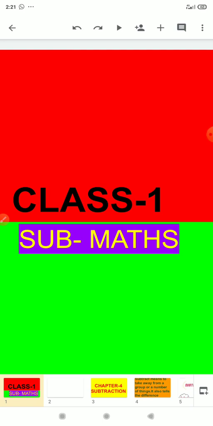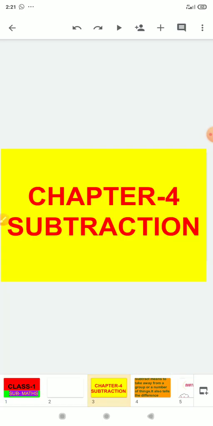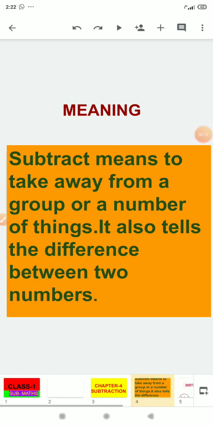Chapter number 4, that is subtraction. In earlier videos, I have introduced you to the subtraction method. Subtraction means to take away a number from a group or a number of things. It also tells the difference between the two numbers.